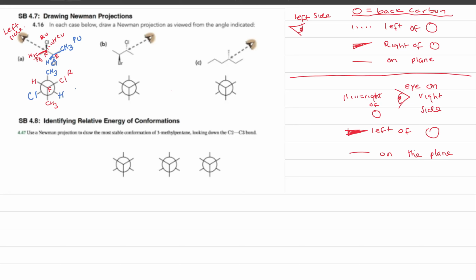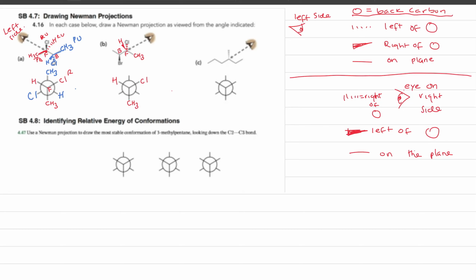Okay, say that again. So which one is your front carbon? Because that's the first thing you want to do. Front carbon is the one attached to the chlorine on the dash. This one, yes. So I said that one goes on the right of the circle. Correct, and up. And then the down one. Wait, there's an implied hydrogen. Yeah, I got that. And then I have the hydrogen, yeah.